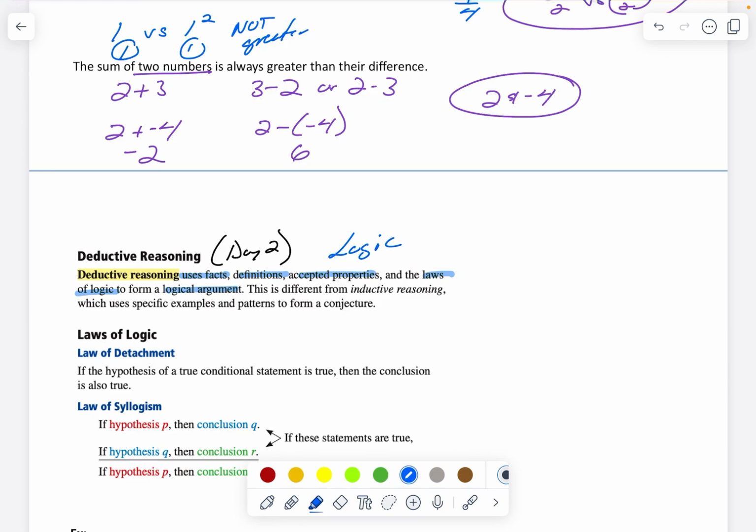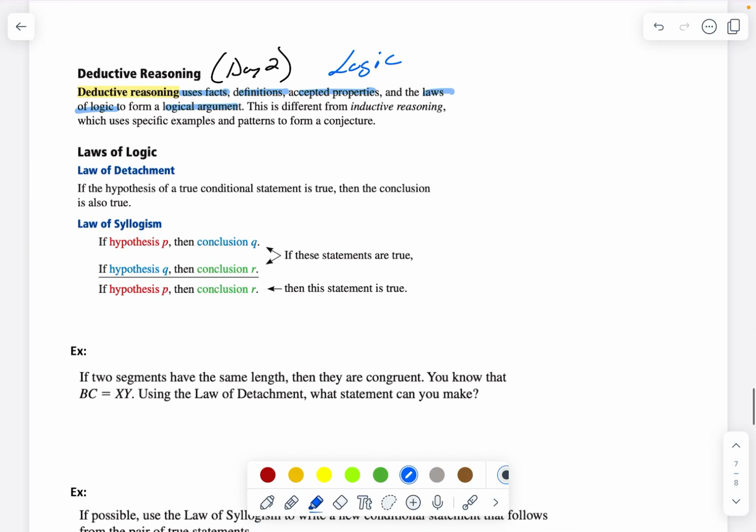So this is more of what we're going to do in geometry. We're going to use some of those postulates. So far we learned angle addition postulate, segment addition postulate. And we are going to logically go through things. So we're going to learn 2 laws of logic. The first one is the law of detachment. So the law of detachment says if the hypothesis of a true conditional statement is true, then the conclusion is also true.